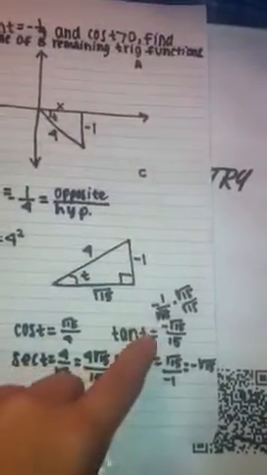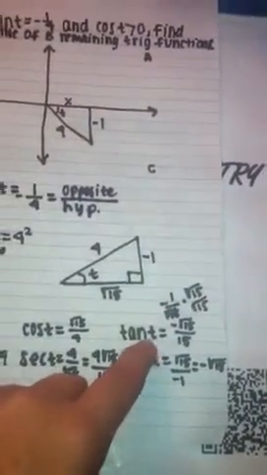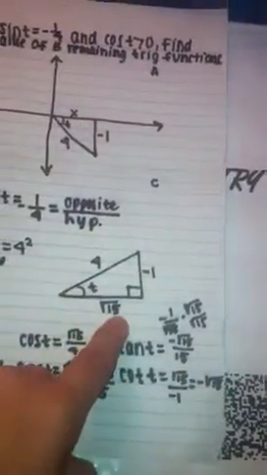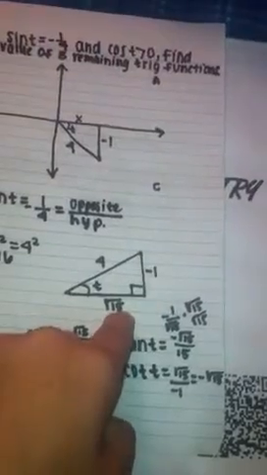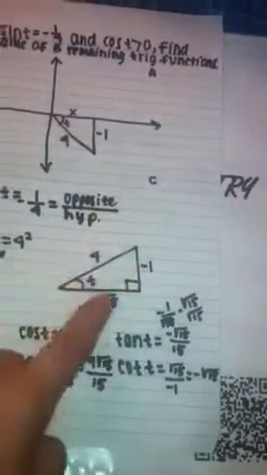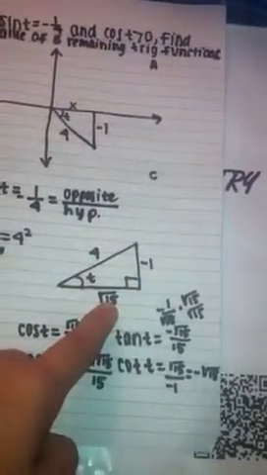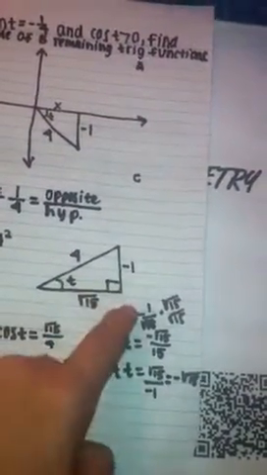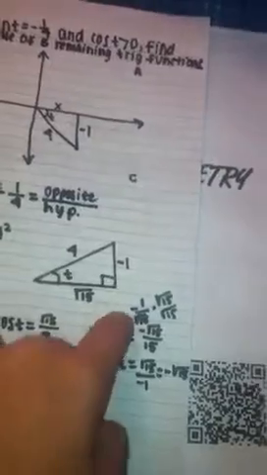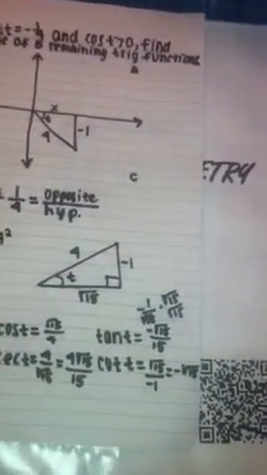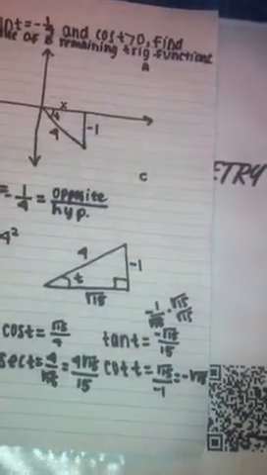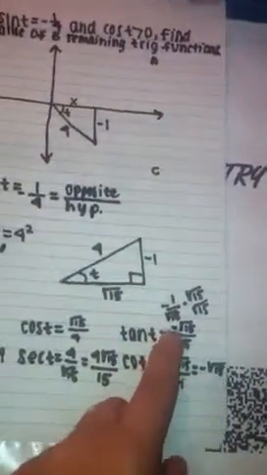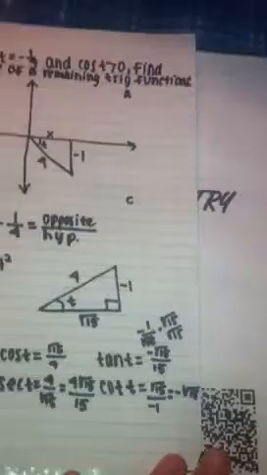Now we need to find the tangent. To find the tangent, we need to understand that the tangent is the opposite over adjacent. The opposite side is the -1, and the adjacent side is the square root of 15. So for opposite over adjacent, we would do -1 over the square root of 15. And again, we cannot have a radical on the bottom, so we multiply the top and the bottom by the square root of 15 to get negative square root 15 over 15, equaling the tangent of t.